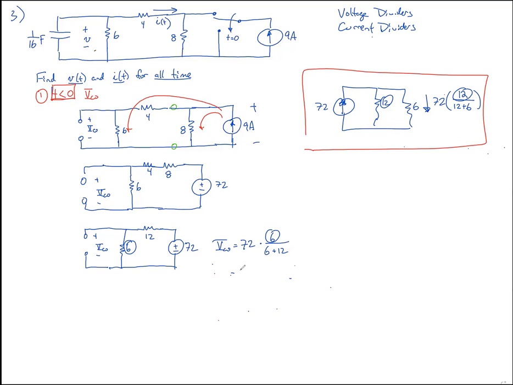Now we can simplify this. This would be 72 times, let's see, I'll divide top and bottom by 6. So that gives me 1 over 3. So that's a third of 72. So that gives me 24 volts.